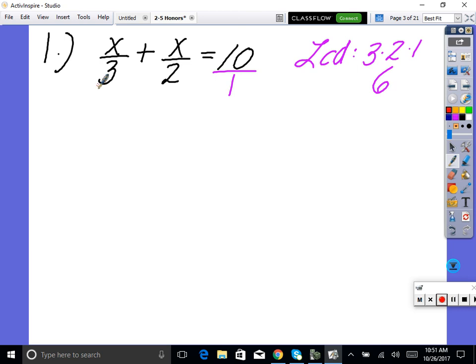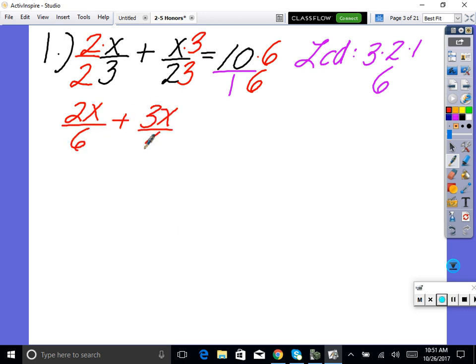How are we going to make 3 a 6? Multiply by 2. How do we make 2 a 6? Multiply by 3. How do we make 1 a 6? Multiply by 6. So let's rewrite what we have. We have 2x over 6 plus 3x over 6 equals 60 over 6.